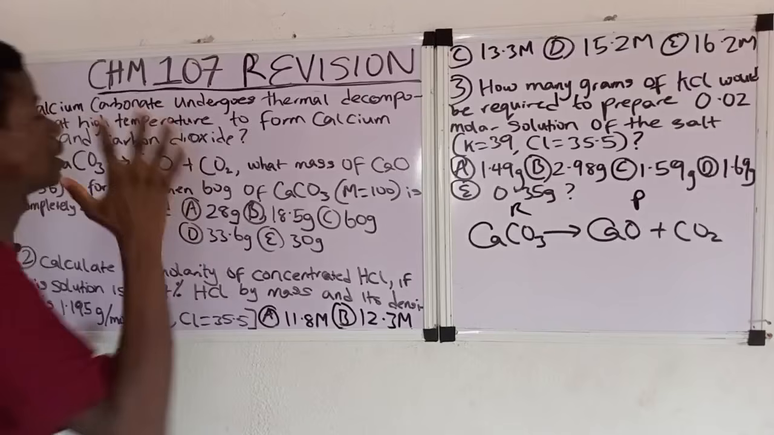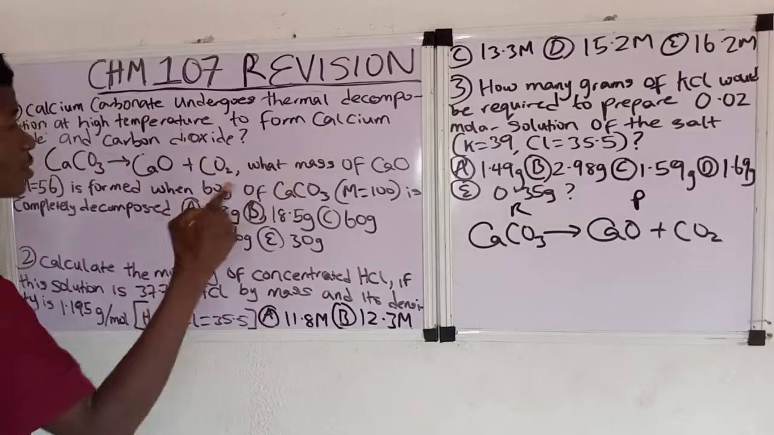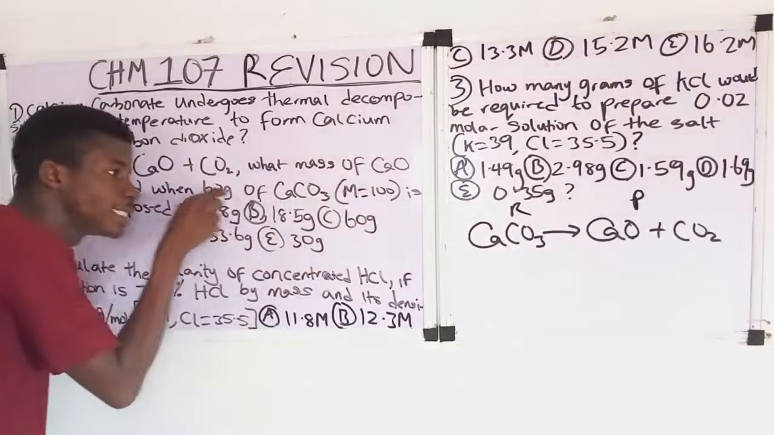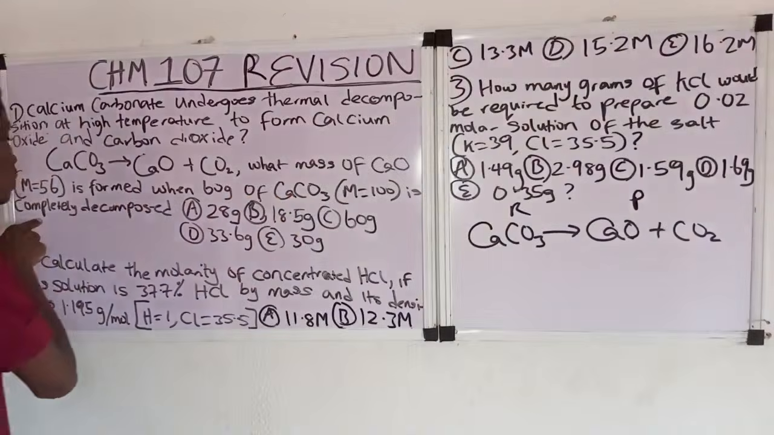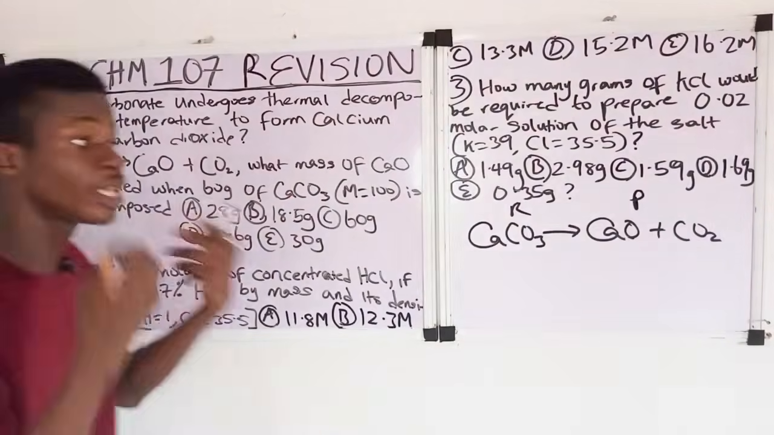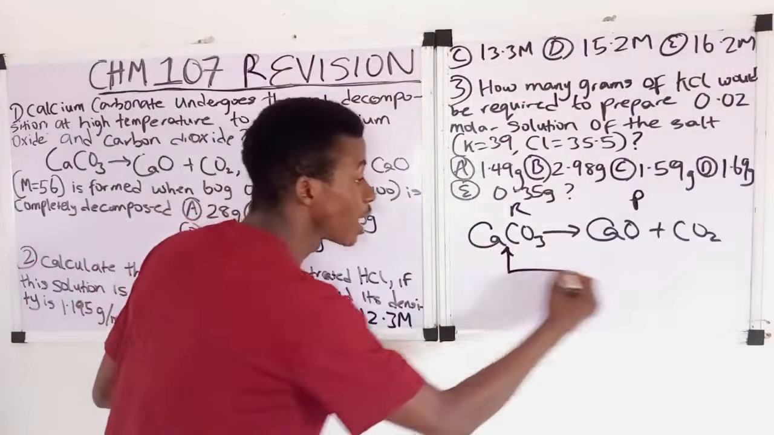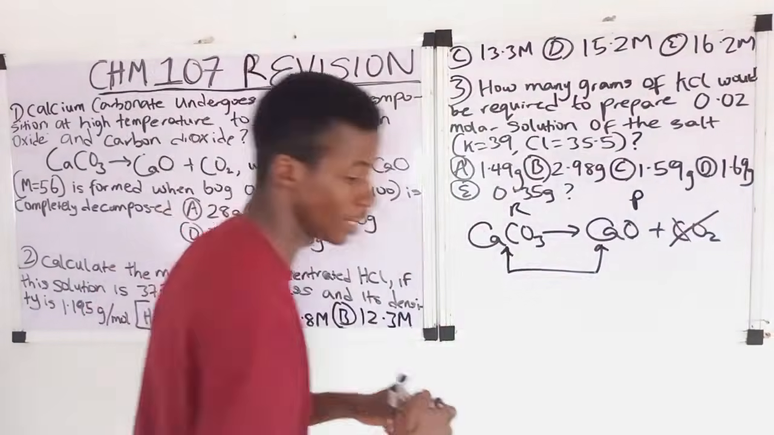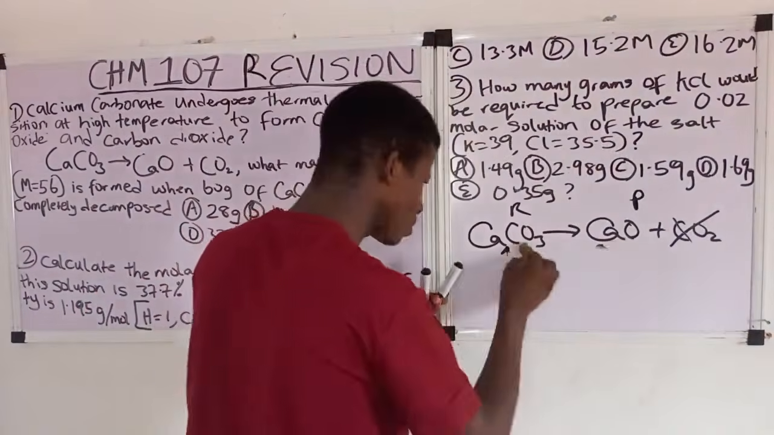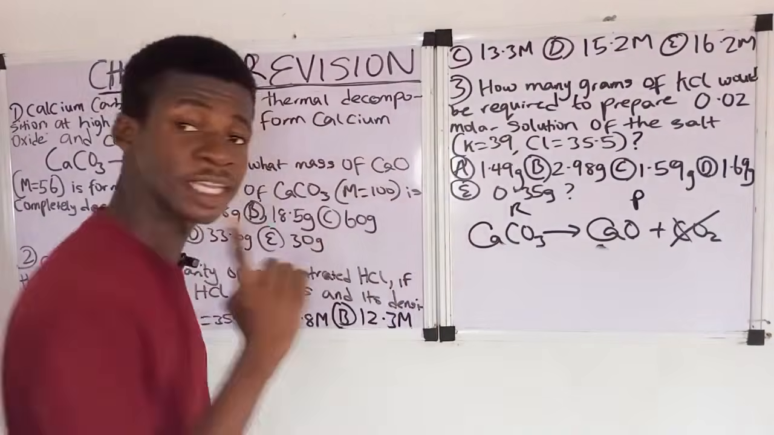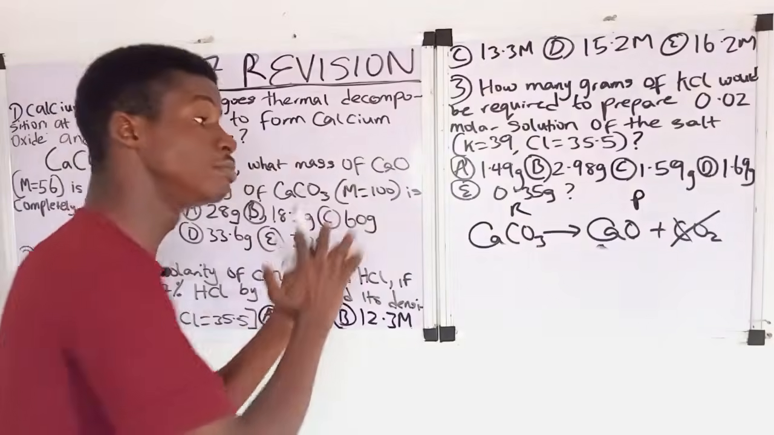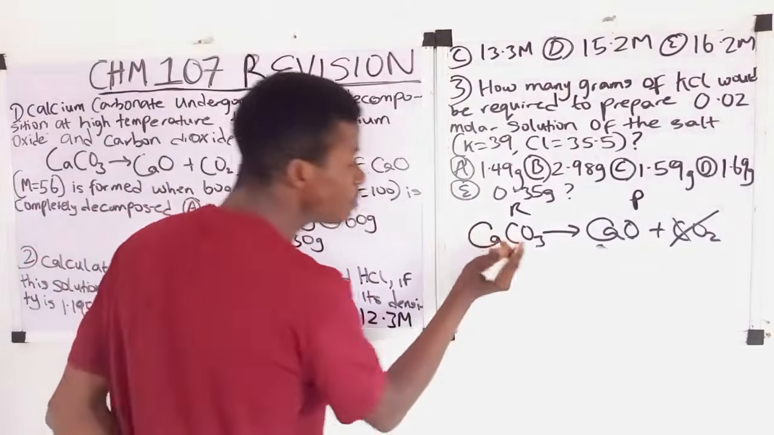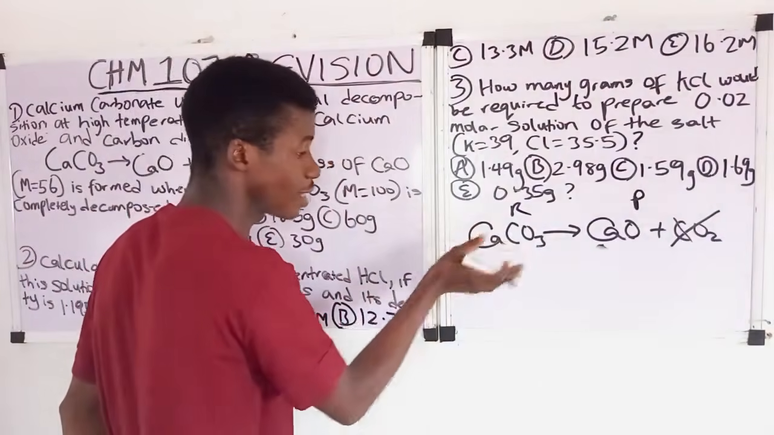Now if you look at the question, what mass of calcium oxide is formed when 60 grams of calcium carbonate is completely decomposed? So the relationship is between what? Calcium carbonate and calcium oxide. So forget about carbon dioxide. The relationship is between these two. With the first method, mole to mole relationship, we relate the moles of the reactant and the product. How many moles of calcium carbonate are here? It's just 1 mole.